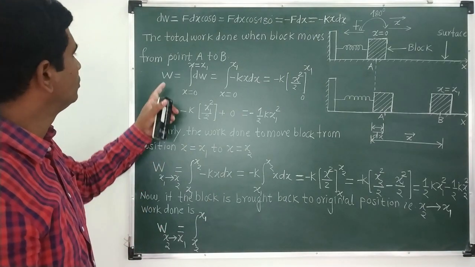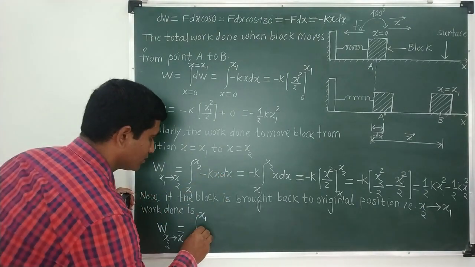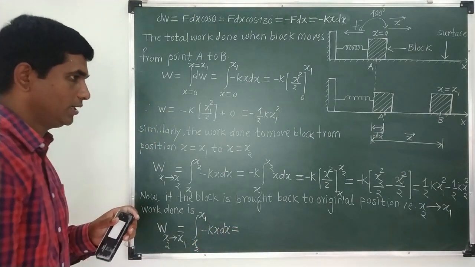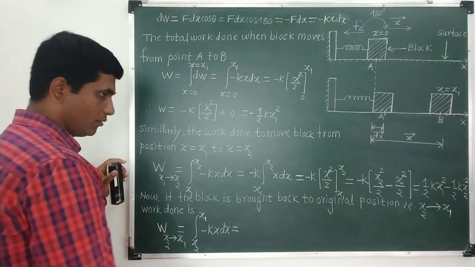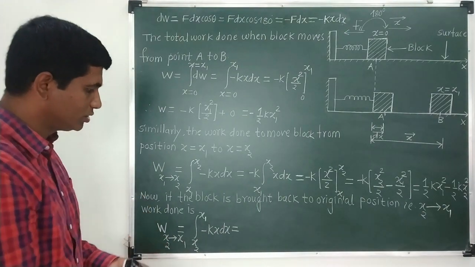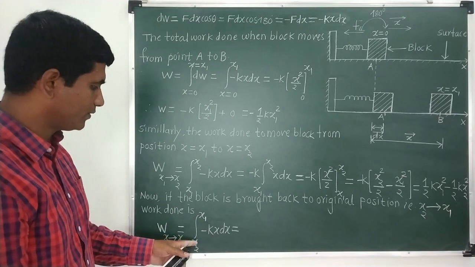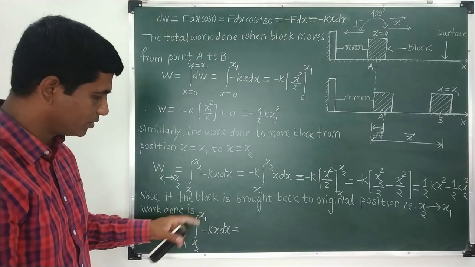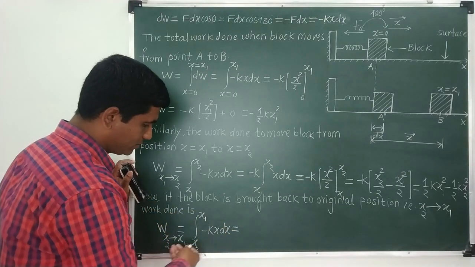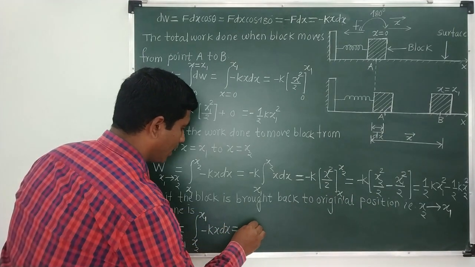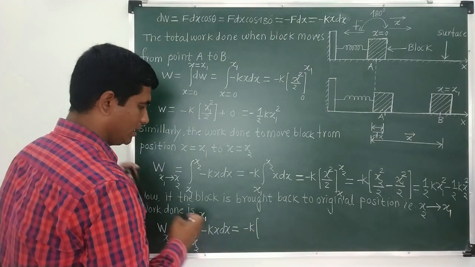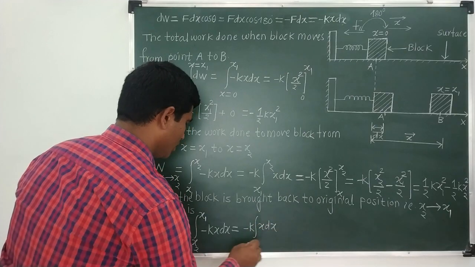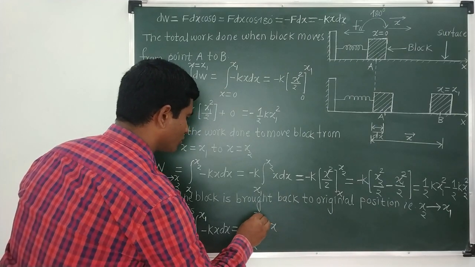What is w? It is minus kx dx. Again we will use the property of an integral. We will change the limits of the integral, or you can just simplify this straightforwardly. You can write minus k in the integral, here it will be x dx, from x2 to x1.